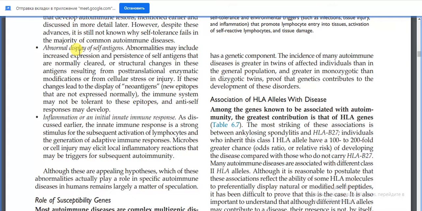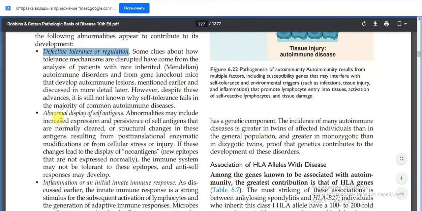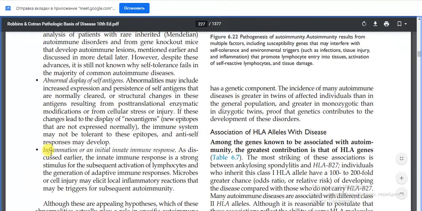And then inflammation or an initial innate immune response. The innate immune response is a strong stimulus for the subsequent activation of lymphocytes and the generation of adaptive immune responses. Microbes or cell injury may elicit local inflammatory reactions that may be triggers for subsequent autoimmunity. So you understand the three processes which cause autoimmunity: defective tolerance, abnormal display of self-antigens, and inflammation or initial innate immune response.